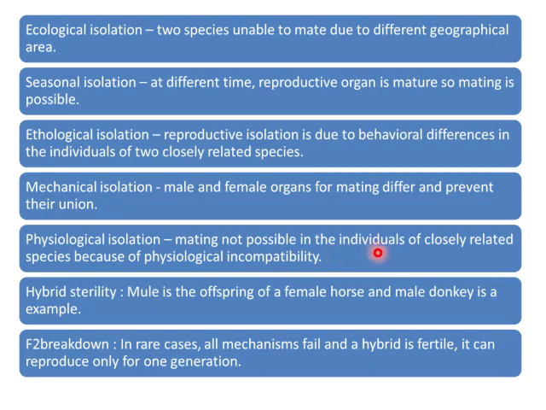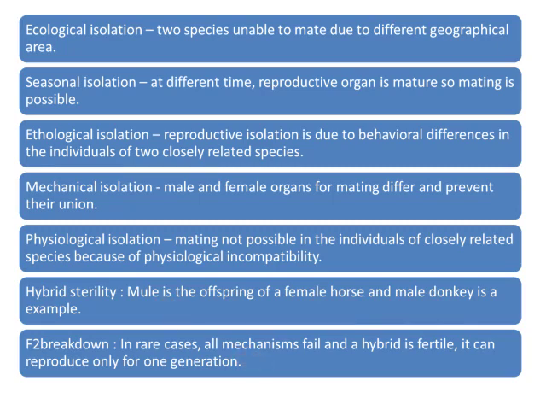The gametes of one organism cannot survive in the other organism. And the next one is hybrid sterility, in which the mule is an example. A mule is produced by a female horse and a male donkey. When a male donkey and a female horse interbreed with each other, the resulting offspring is called a mule.